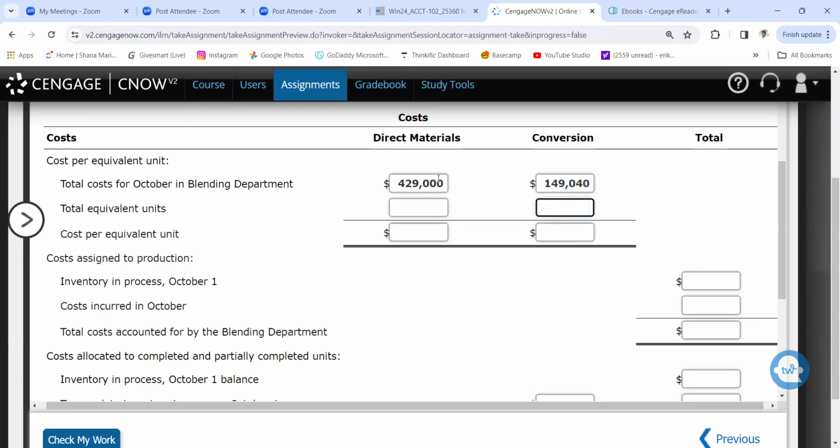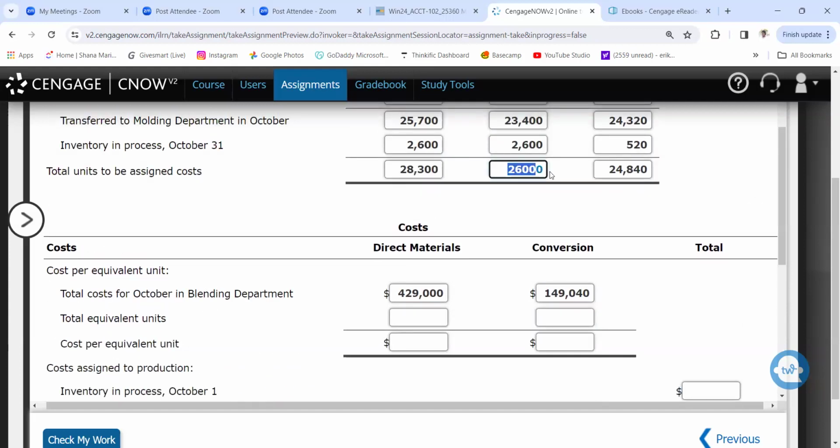Now to get the per unit, I just take the cost and divide it by the equivalent units, which we calculated up here. So for this one, it's 26,000 for DM. And then for conversion, it's 24,840. Once we calculate that, it would be nice if this would auto-calculate for us, wouldn't it? This divided by this gives me $16.50. This divided by this gives me $6.